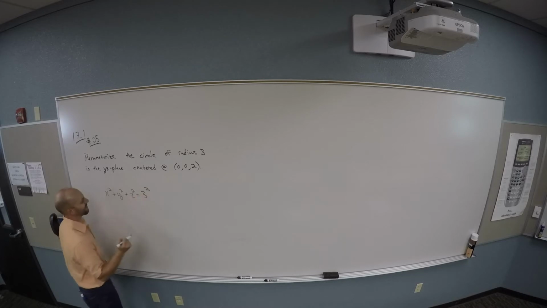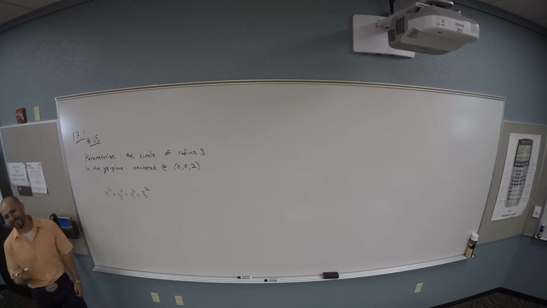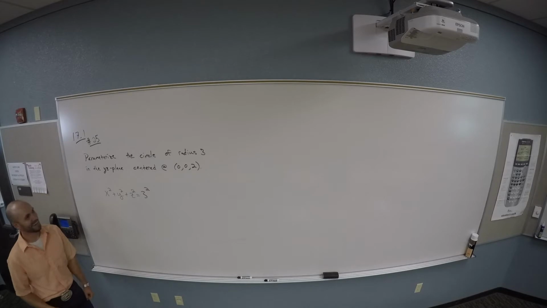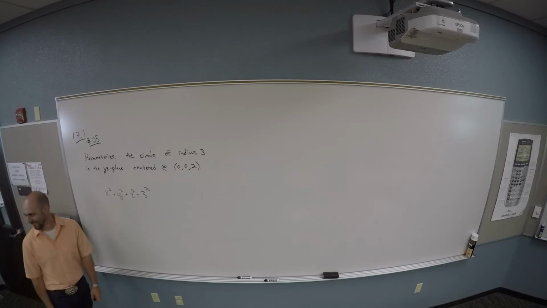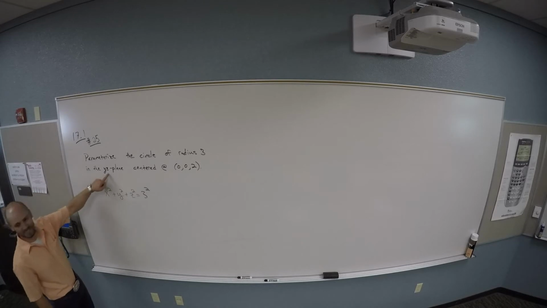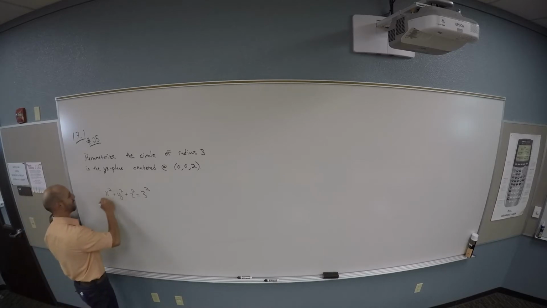So close, buddy. It's not quite what they asked for. How do I make it a circle? Get rid of the X squared. I want it in the YZ plane, right? So Y squared plus Z squared. X squared goes away.